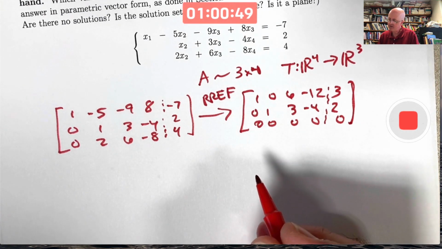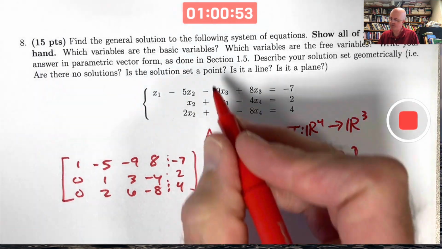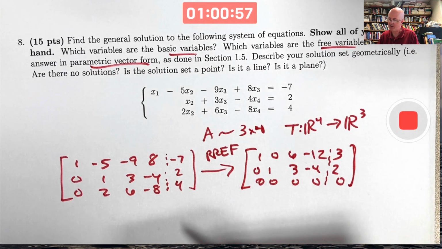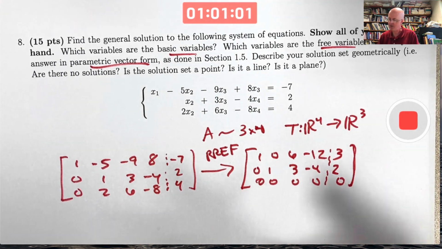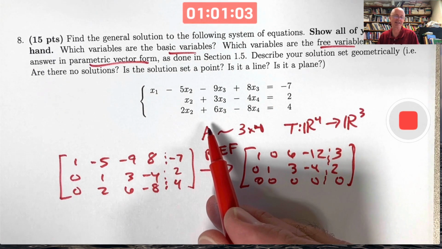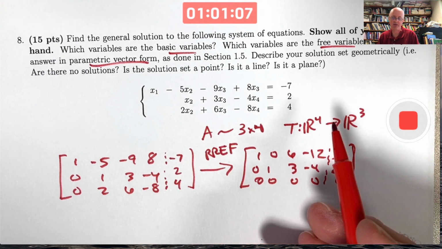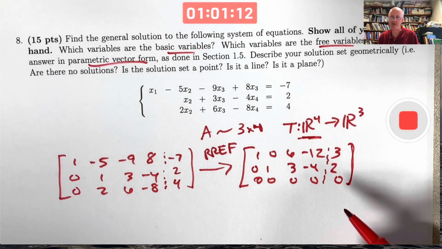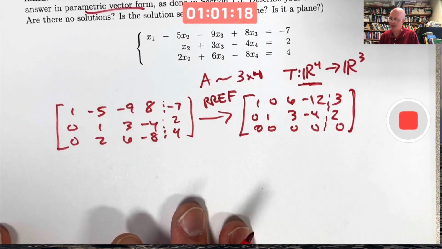All right. We're after the solution set using what are called basic variables and free variables and parametric vector form like before. Describe the solution set geometrically. Is it a line? Is it a plane? What is it? Well, for one thing, it is a subspace of R4 because you've got 4 variables to begin with. The domain of the linear transformation is R4, 4-dimensional space. So if it is a line or a plane, it's somehow sitting inside 4-dimensional space.